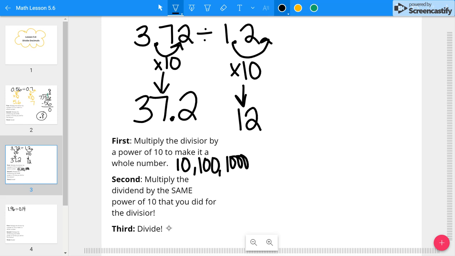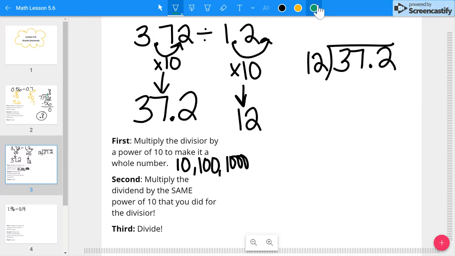And my third step is now I can divide. So my dividend goes under the house, 37 2 tenths. And on the outside is my divisor, 12. And the whole reason we have to do all these steps is because my divisor cannot be a decimal. It has to be a whole number. So I need to kind of find equivalent numbers, move my decimal points to allow that to happen.